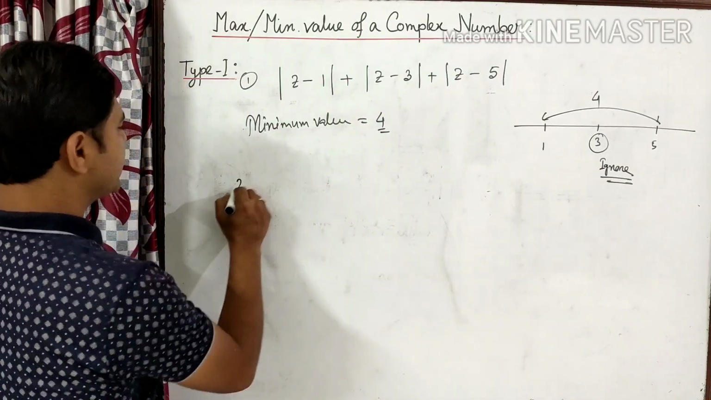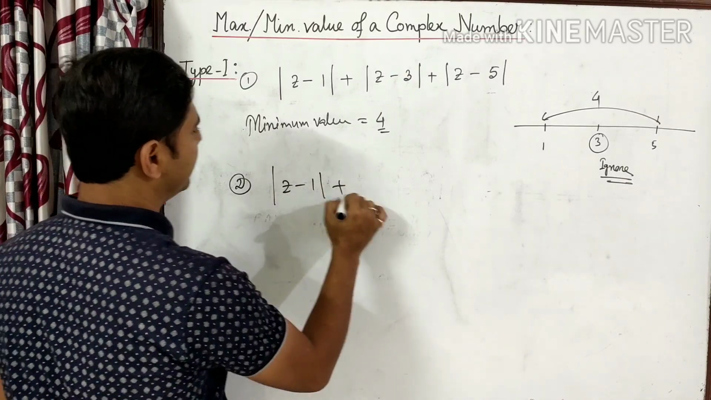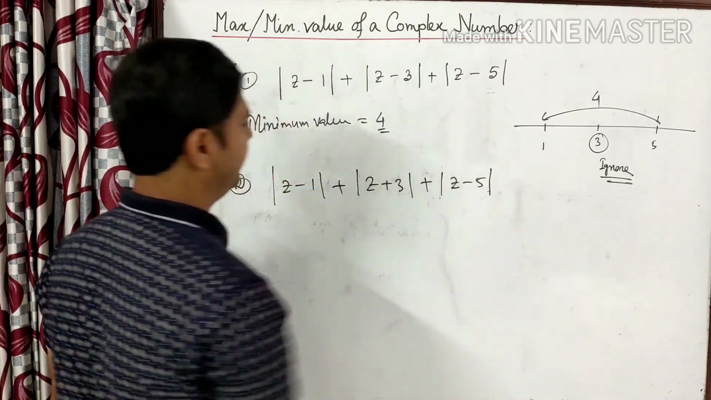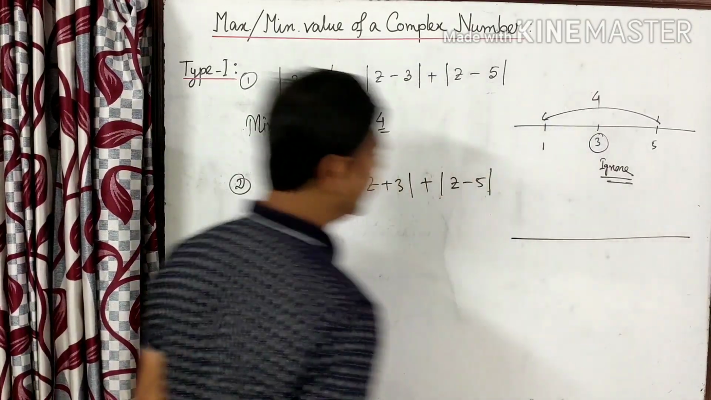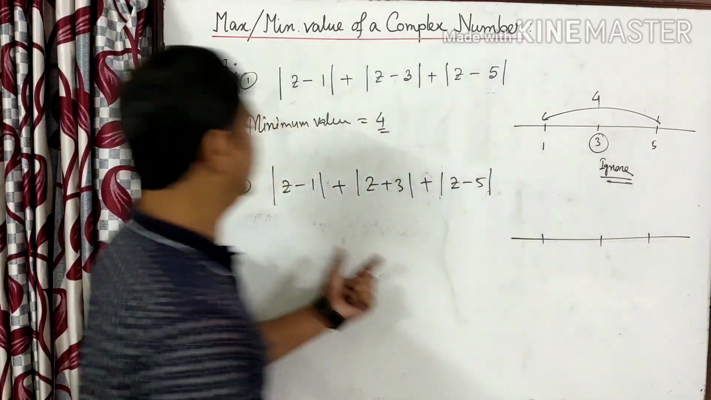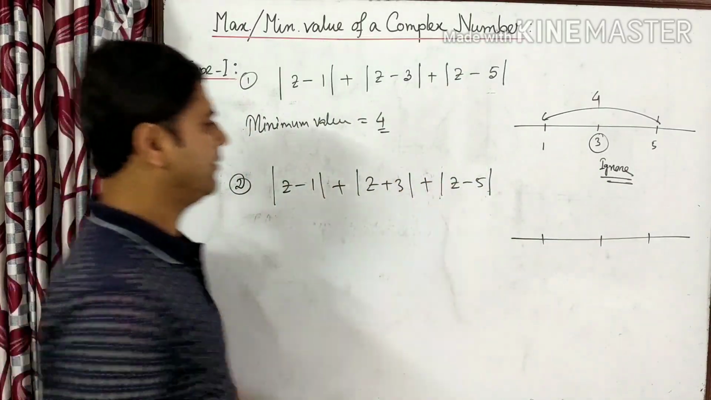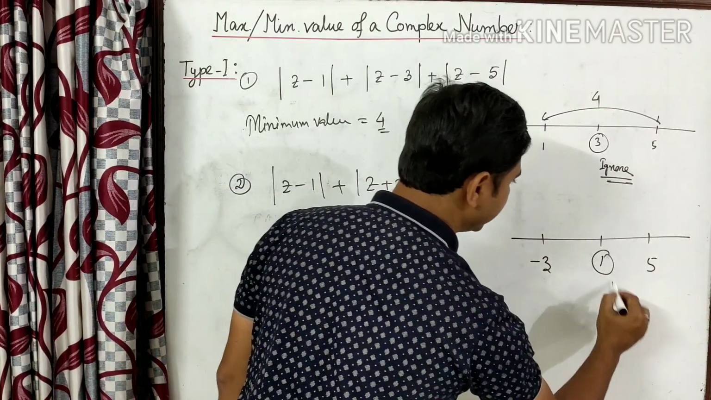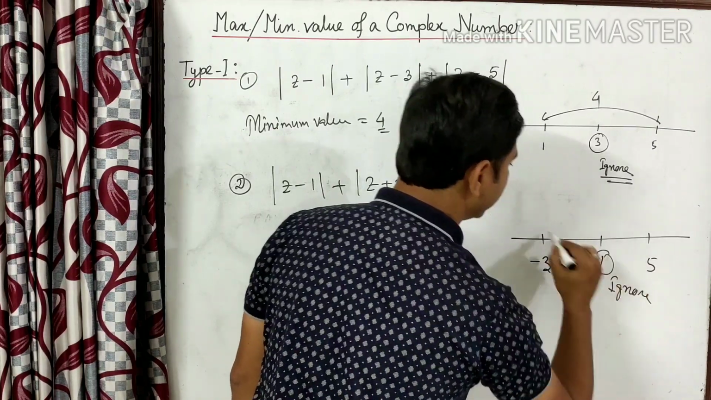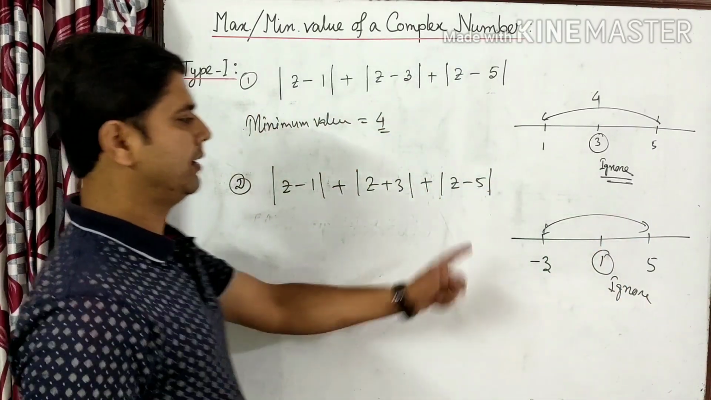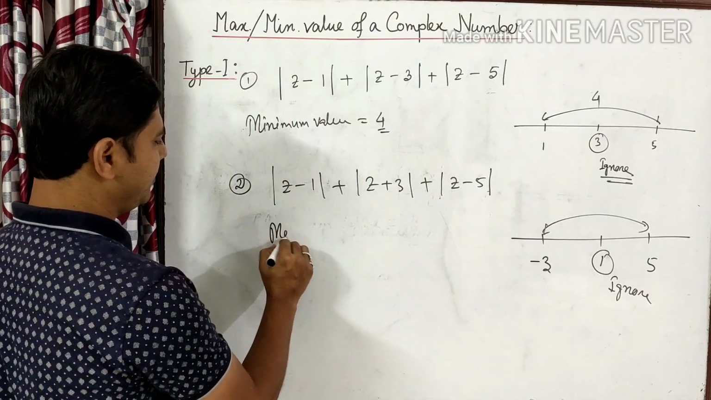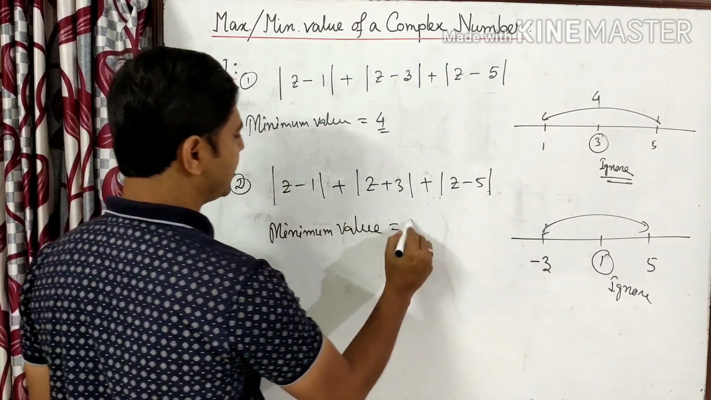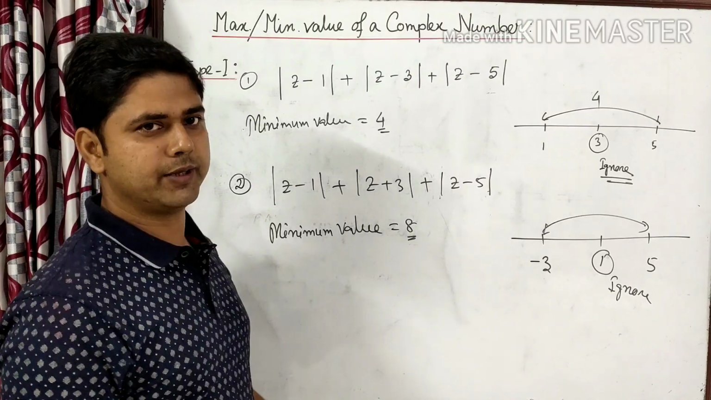Otherwise, if you consider another example like that, z minus 1 plus z plus 3 plus z minus 5. Similarly, if you draw this number line, how many terms are there? 3 terms: 1, minus 3 and 5. That means minus 3, 1 and 5. You have to ignore the middle one. Then the difference between these two numbers is 8. Therefore, the minimum value is 8. You can find it in this way.